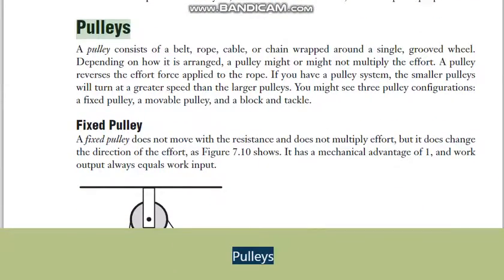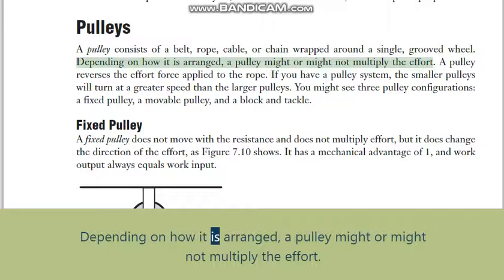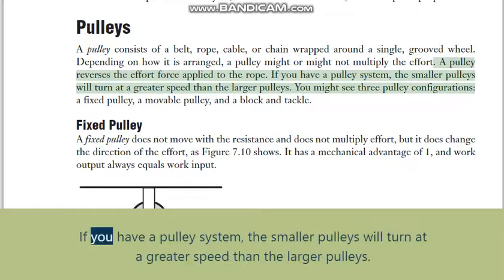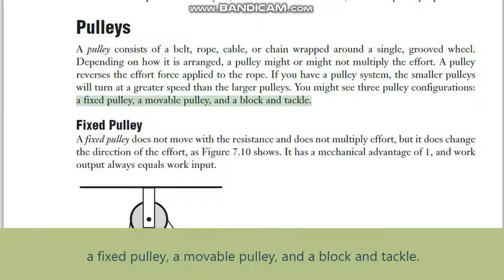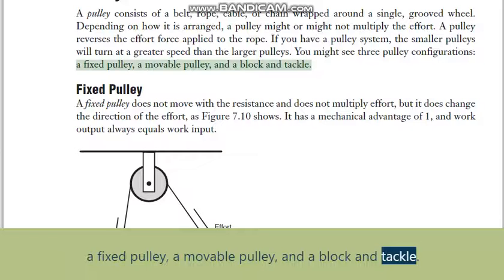Pulleys. A pulley consists of a belt, rope, cable, or chain wrapped around a single, grooved wheel. Depending on how it is arranged, a pulley might or might not multiply the effort. A pulley reverses the effort force applied to the rope. If you have a pulley system, the smaller pulleys will turn at a greater speed than the larger pulleys. You might see 3 pulley configurations: a fixed pulley, a movable pulley, and a block and tackle.